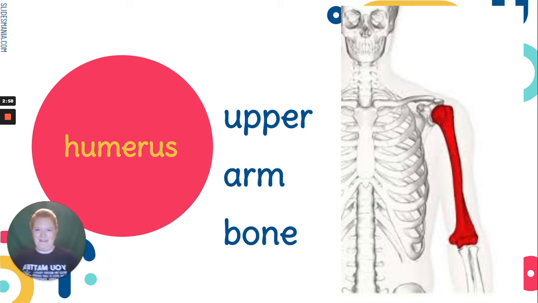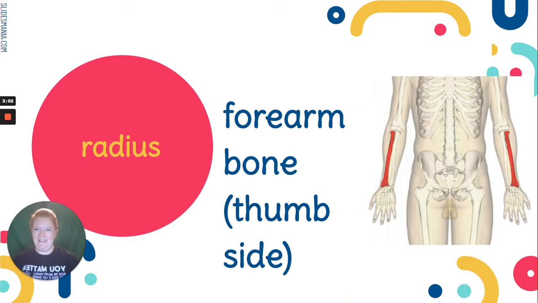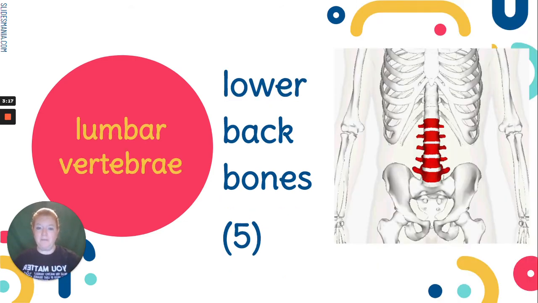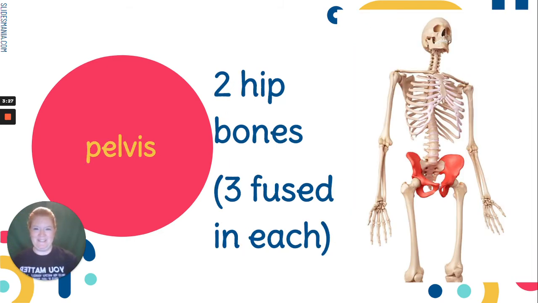The end right here, sometimes you hit and it's funny, so not so humorous. The radius is the forearm bone that is on the thumb side. Okay? The ulna is the forearm bone that is on the pinky side. Your lumbar vertebrae, you have 5, and they're in your lower back. Okay? You can see in the diagram, it's between your ribs and your pelvis.